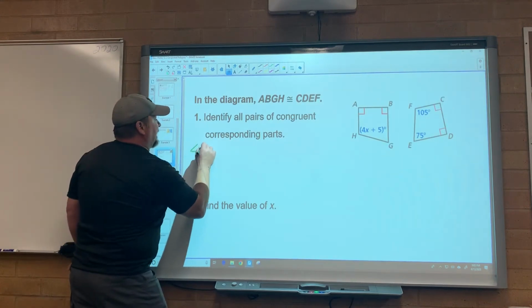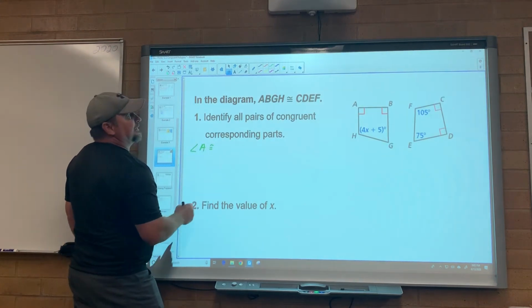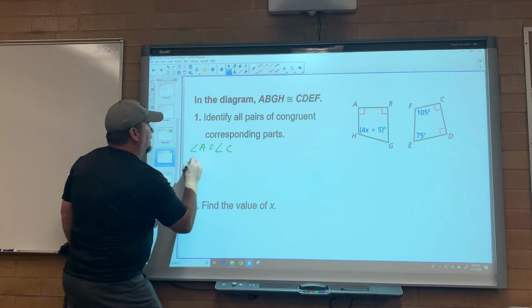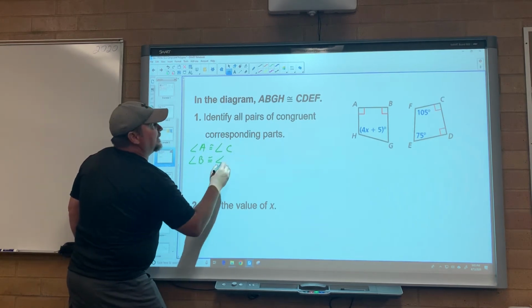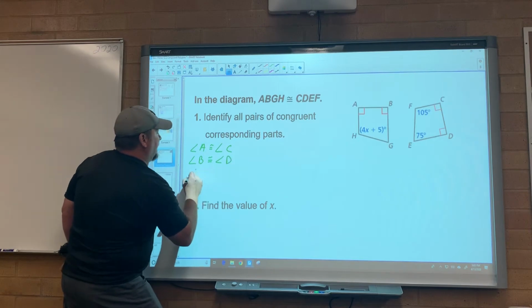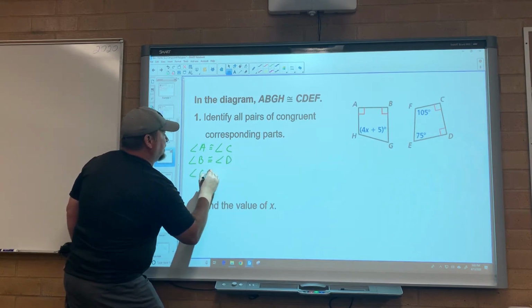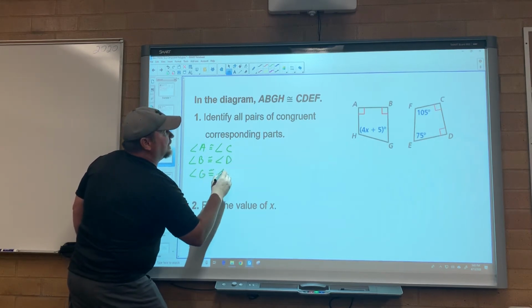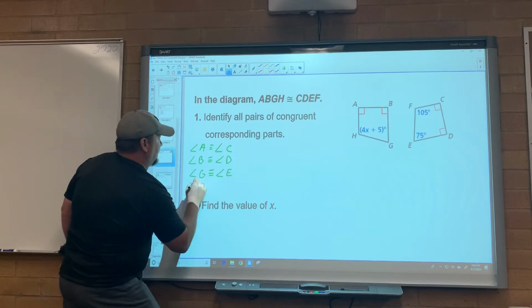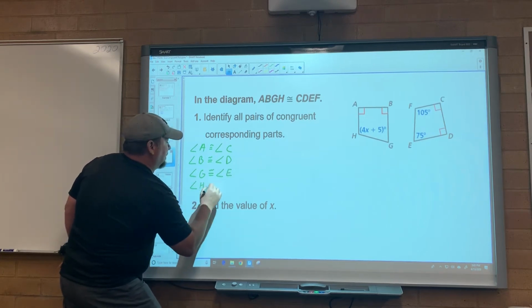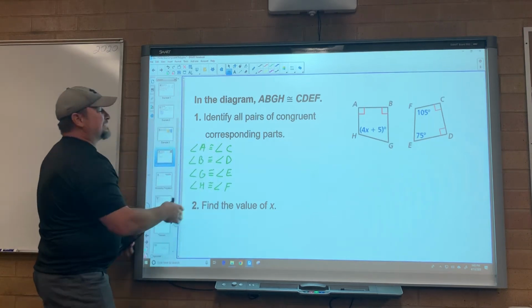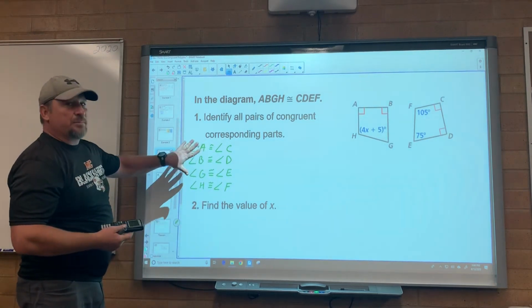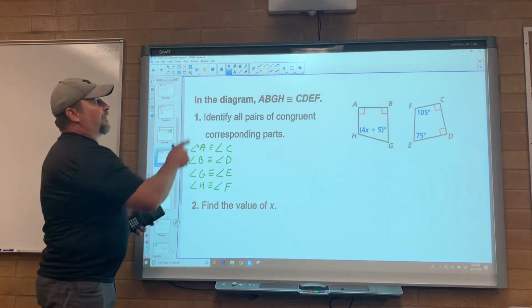So angle A is congruent to what? It would be angle C. Angle B is congruent to angle D. Angle G is congruent to angle E. And angle H is congruent to angle F. That's a congruent statement, or the corresponding parts that are congruent from the statement.